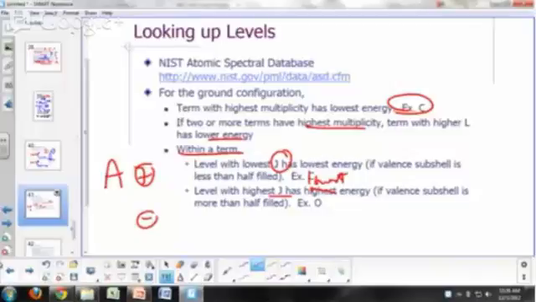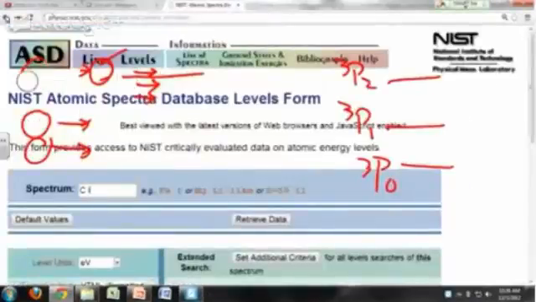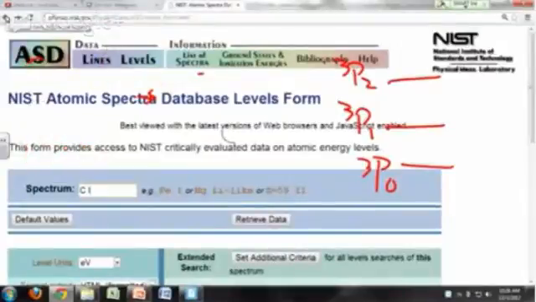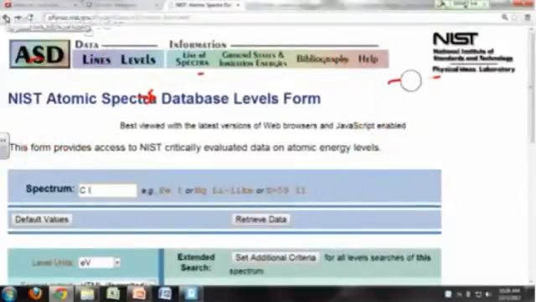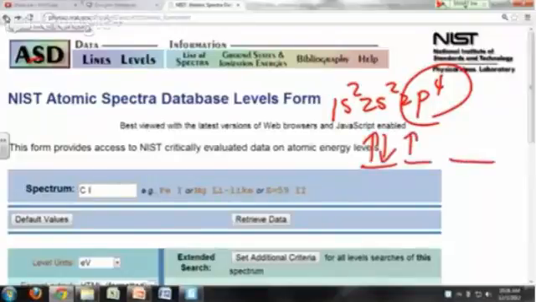So for example, oxygen. Let's do a search for oxygen. What's the ground state of oxygen? What's the electron configuration for oxygen? 1s2, 2s2, 2p4, right? 2p4 is just like 2p2. Why? Because you have 1, 2, 3, 4, right?